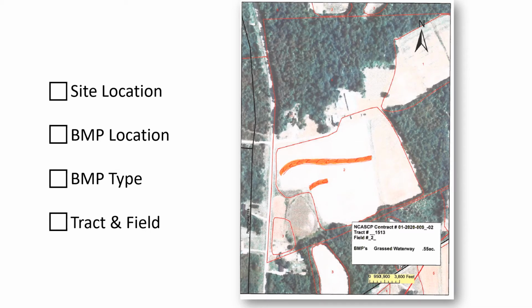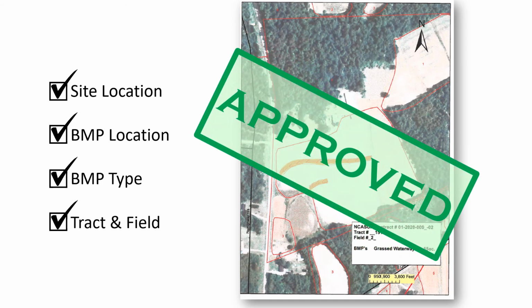This map has a good scale, and the road allows the site location to be determined. The BMP location is also clearly marked in orange below. The type of BMP is also marked in the legend below. The field and tract numbers are also indicated in that legend. Other items to note are the north directional arrow and the scale. And while there is no title, this map would be approved.